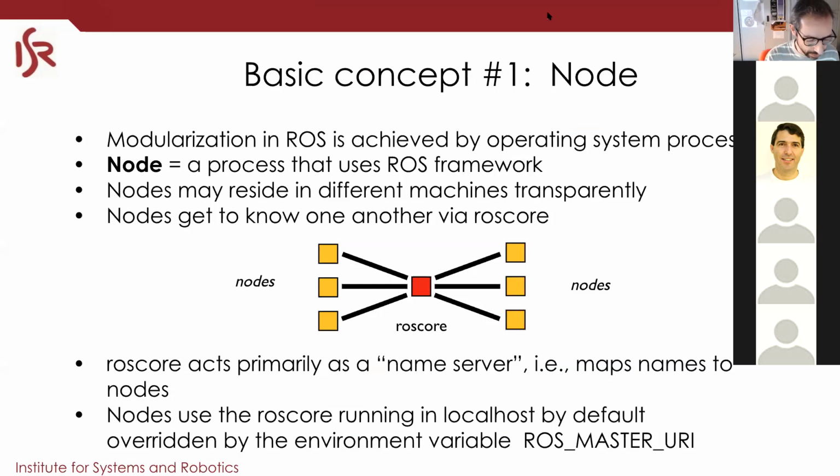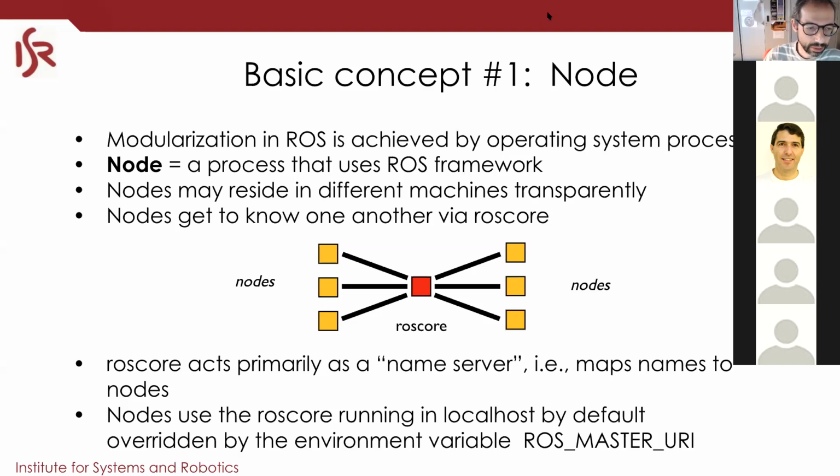The first of the three concepts is the concept of a node. A node is the mechanism that allows us to modularize ROS. A node is nothing else than an operating system process, those processes that I showed you in the previous slide. You start the process, and the process that is able to connect with the ROS system is called a node. So a node is nothing else than a process that has some ROS capability.